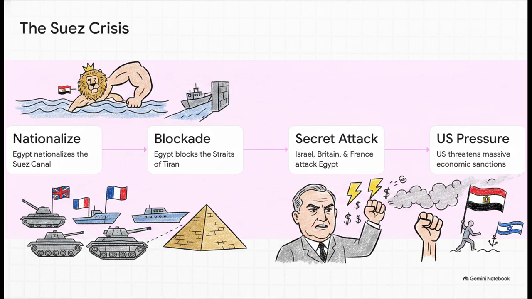Egypt ends up claiming a huge political victory, while Israel learned a pretty harsh lesson about the limits of Allied support, though they did manage to secure their shipping rights through the strait.